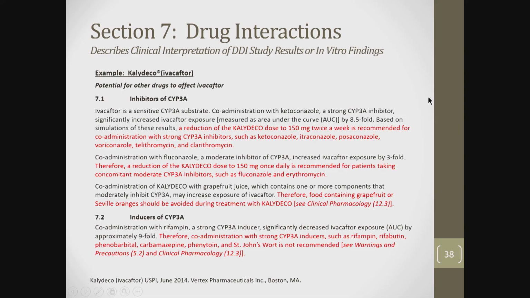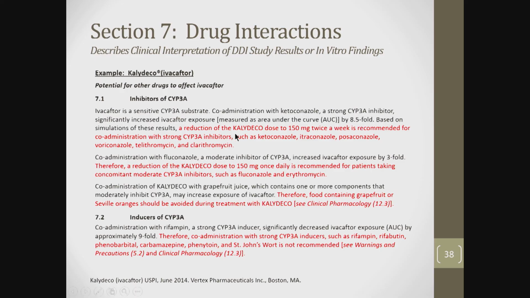So this is an example of a product that I worked on. This is Kalydeco, or ivacaftor, used for the treatment of cystic fibrosis. So if we look in section 7, we describe here that ivacaftor is a sensitive CYP3A substrate. It's very extensively metabolized and it relies only on CYP3A for elimination. So we did a study with ketoconazole, a strong CYP3A inhibitor, and found an 8.5-fold increase in AUC, or exposure.